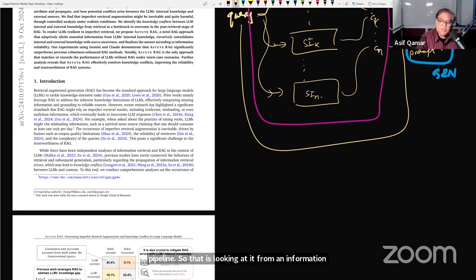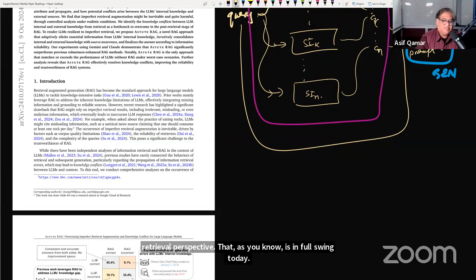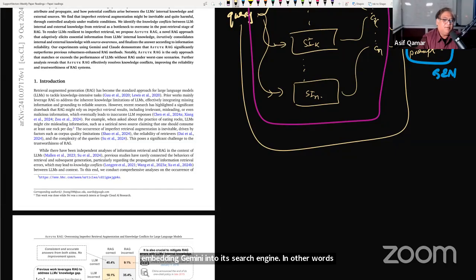Today, Google is now embedding Gemini into its search engine. In other words, Google is transitioning from a traditional search system to a full-blown RAG system. Bing is doing that. OpenAI is doing that. Just about everybody is doing that. Perplexity, most of you have been using Perplexity. And so Perplexity is one of the shining examples of how to do it well.